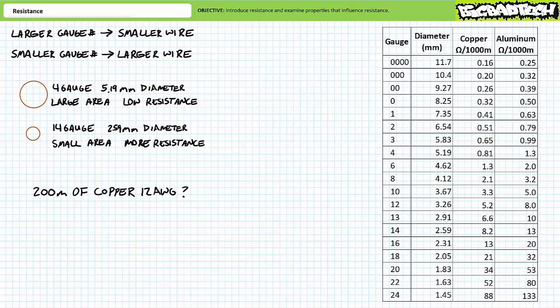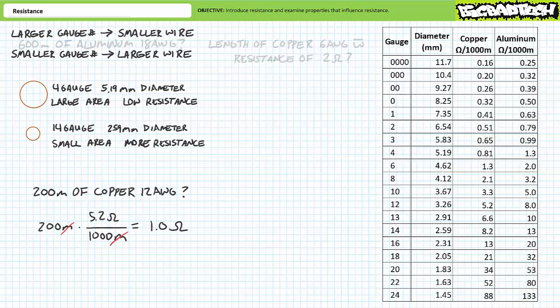We can use this fact to determine the resistance of our wire of interest using a process similar to unit conversion. 200 meters times 5.2 ohms per 1,000 meters, units of meters cancel out, demonstrates this length of wire has a resistance of approximately 1 ohm.